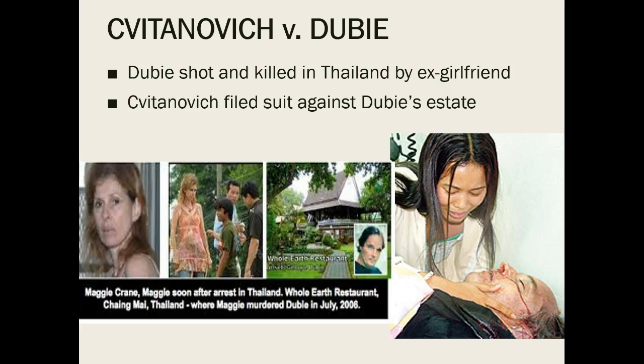Cvitanovich sought to set aside her divorce decree and property settlement agreement on the basis that the divorce decree was null and void. Cvitanovich argued that Dubie was previously married and had obtained a quickie divorce in the Dominican Republic from his prior wife, which Cvitanovich alleged was not valid. The Hawaii Supreme Court upheld the validity of the property settlement agreement.